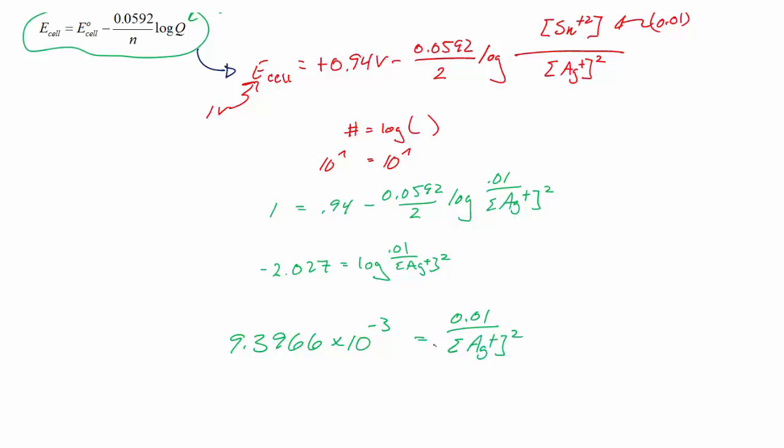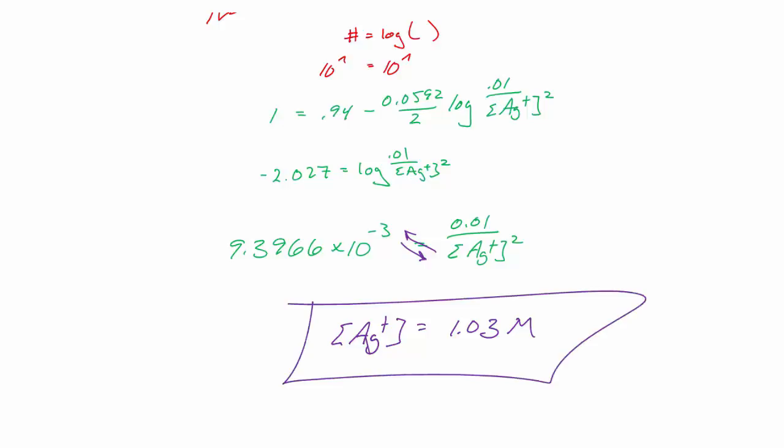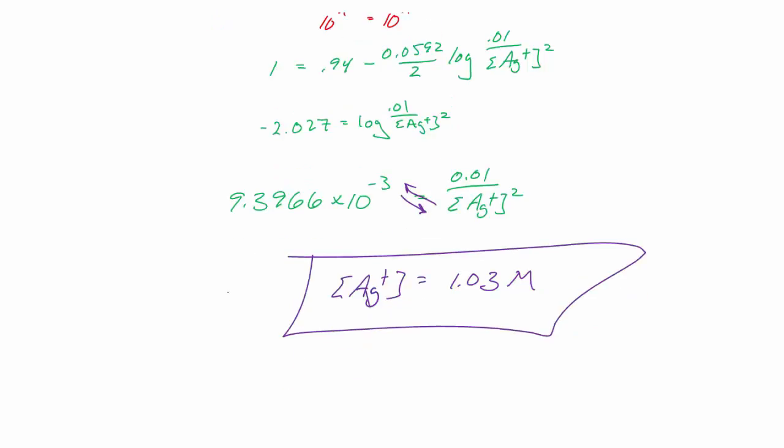squared. Bring the silver ion to the top, bring the other number to the bottom, take the square root, and we'll get it. So we want 0.01 divided by 9.3966 times 10 to the negative 3. Take the square root. 1.03. Concentration of silver is about 1.03 molar.